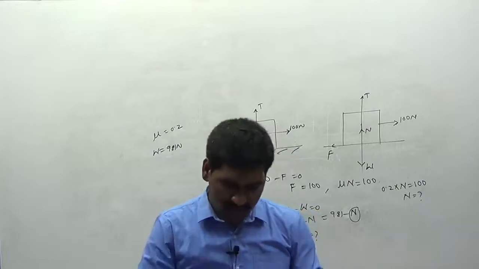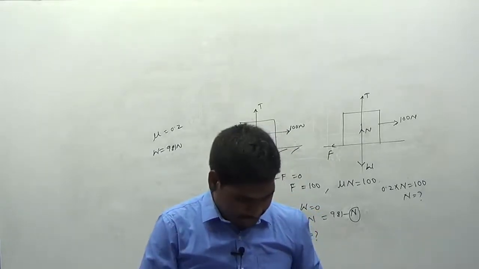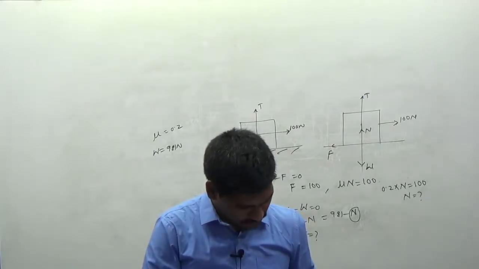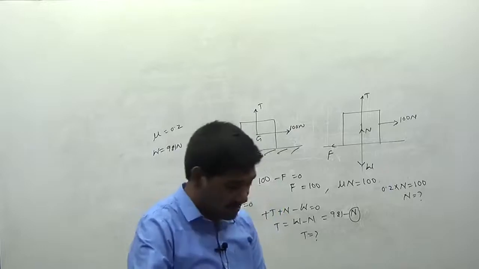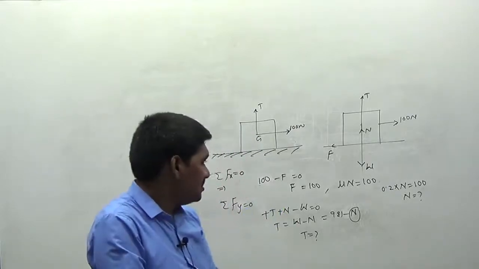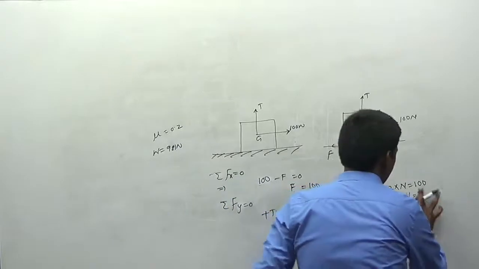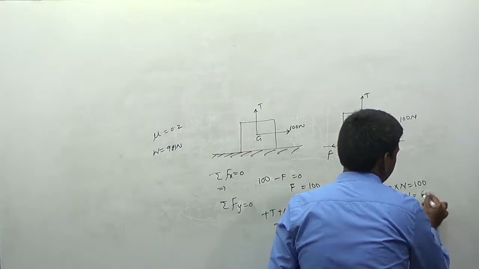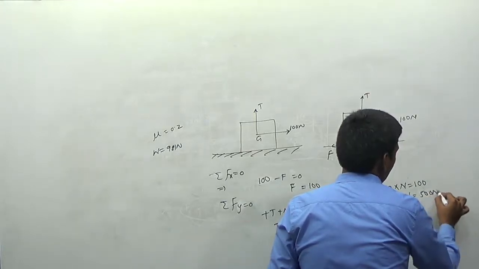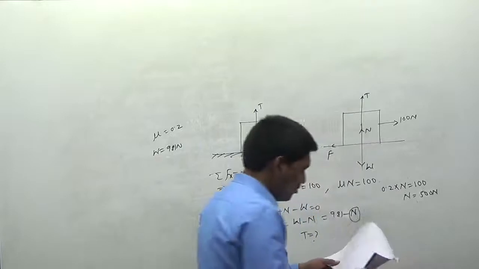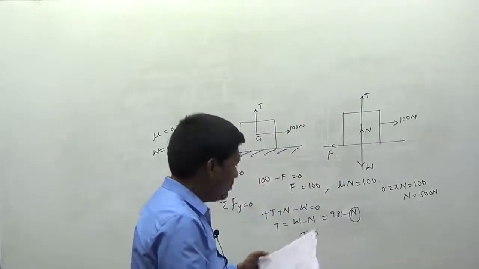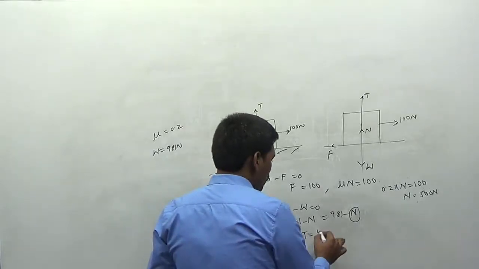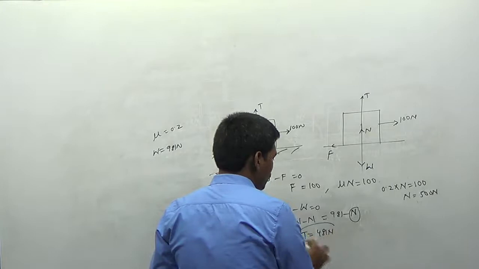Okay. So please note on that one. 100 is equal to F. Okay. So you get the value of N is equal to 500 newtons. And after substituting all the values, we get T plus N minus W is equal to 0. Therefore, the final value is equal to 481 newtons.